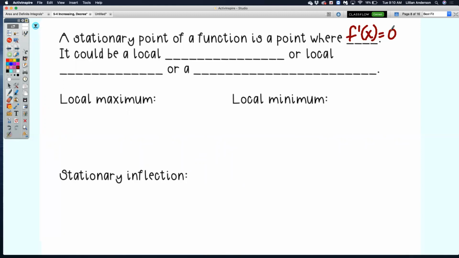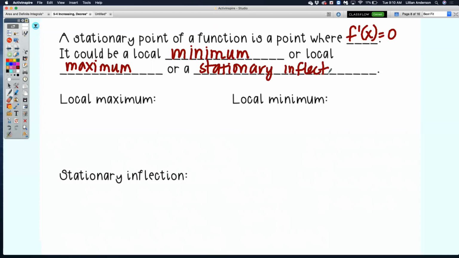Now, at these different values when the first derivative is equal to 0, you can have a local minimum, a local maximum, or something called a stationary inflection. So when you set the first derivative equal to 0 and solve for those x values, there's either going to be a local minimum there, a local maximum there, or a stationary inflection.